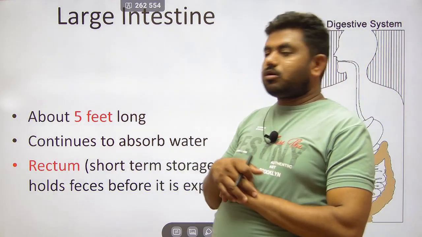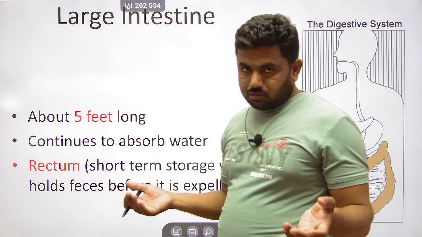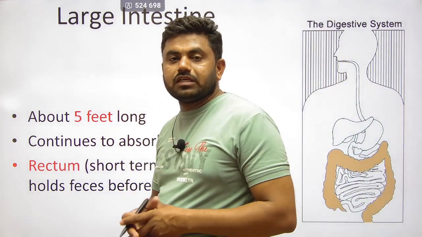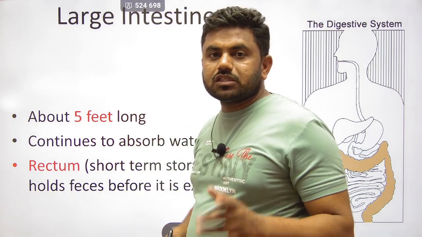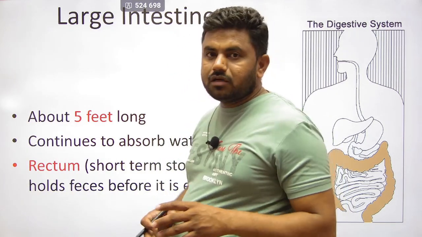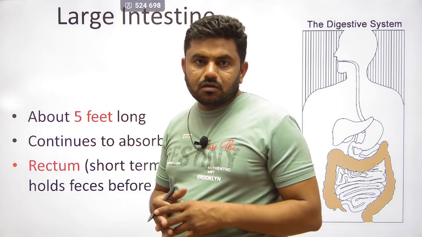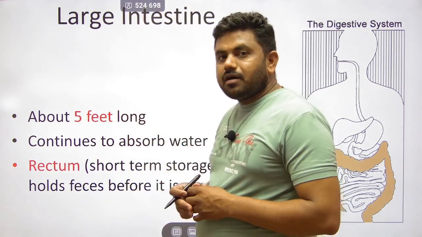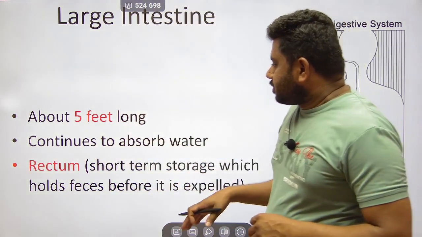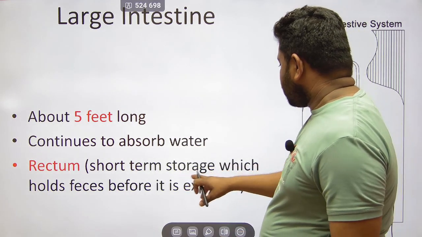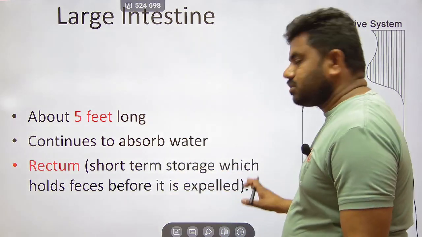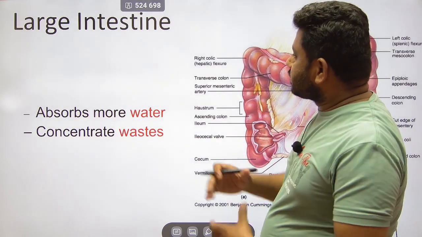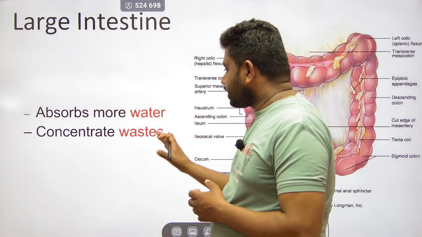It continuously absorbs water and provides it to our body by the process of circulation of blood. That's why we say the maximum percentage of water is available in the blood, and blood gets its red color because of hemoglobin. Blood has a red color, as we have studied. Rectum is the short-term storage which holds the feces before it is expelled or goes outside. Before that, the large intestine absorbs more water and concentrates waste.